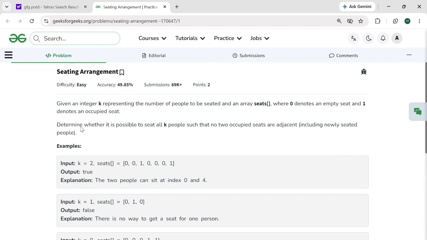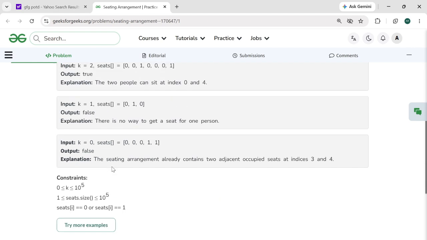Determine whether it is possible to seat all k people such that no two occupied seats are adjacent, including newly seated people. So basically the question says that we have a number of seats, and some seats are occupied and some seats are empty. You need to design your approach, think about a solution in which no two adjacent seats are occupied. Now we'll understand how we can solve this problem.